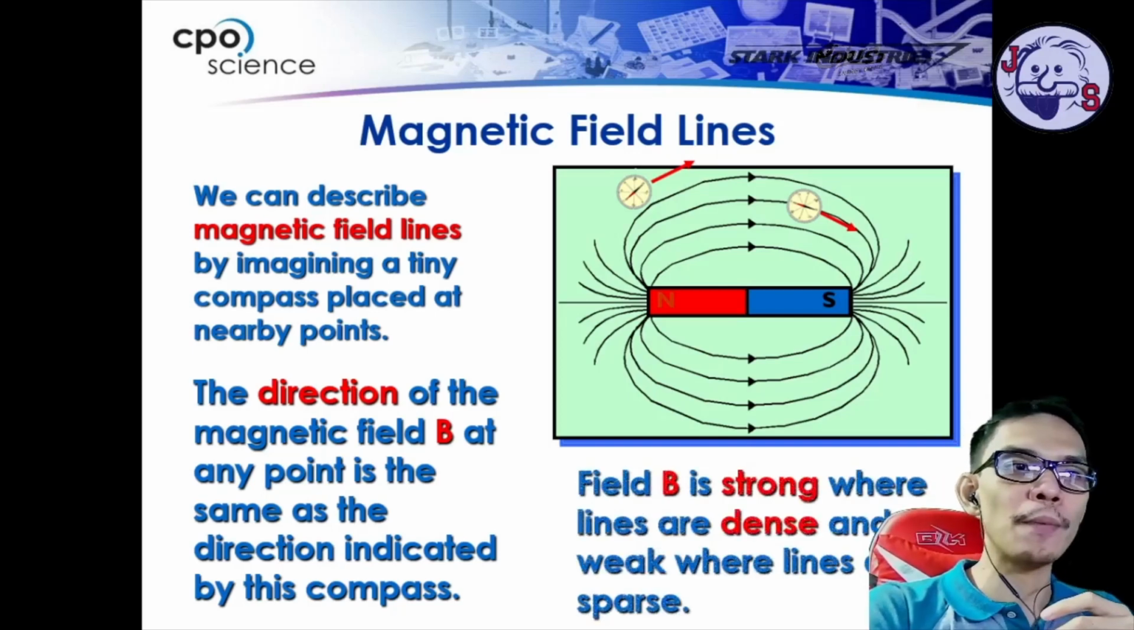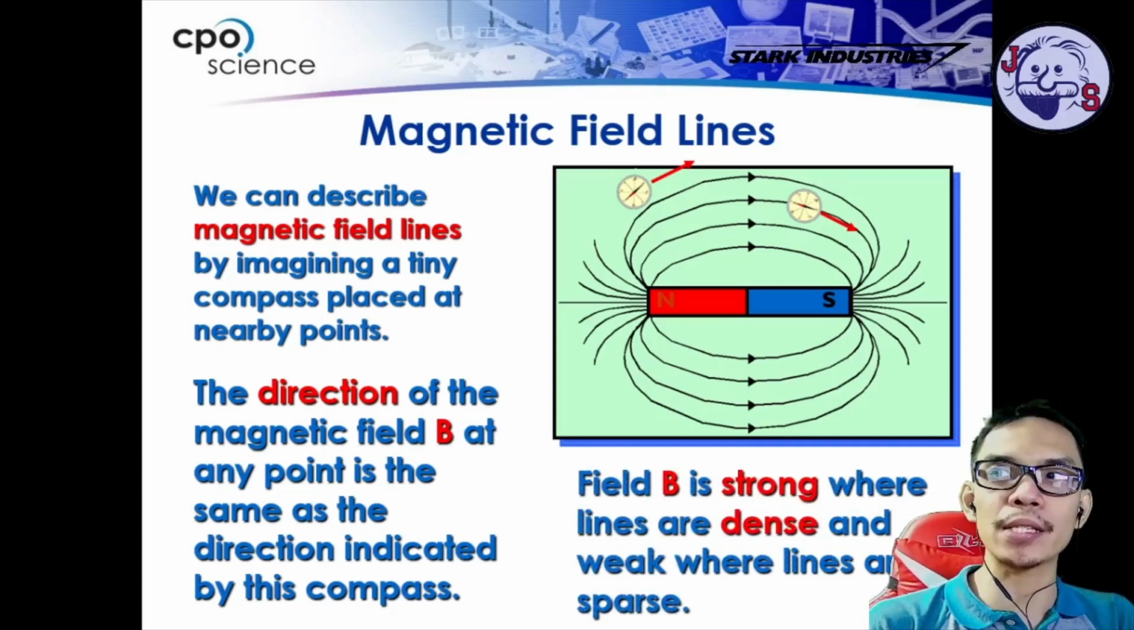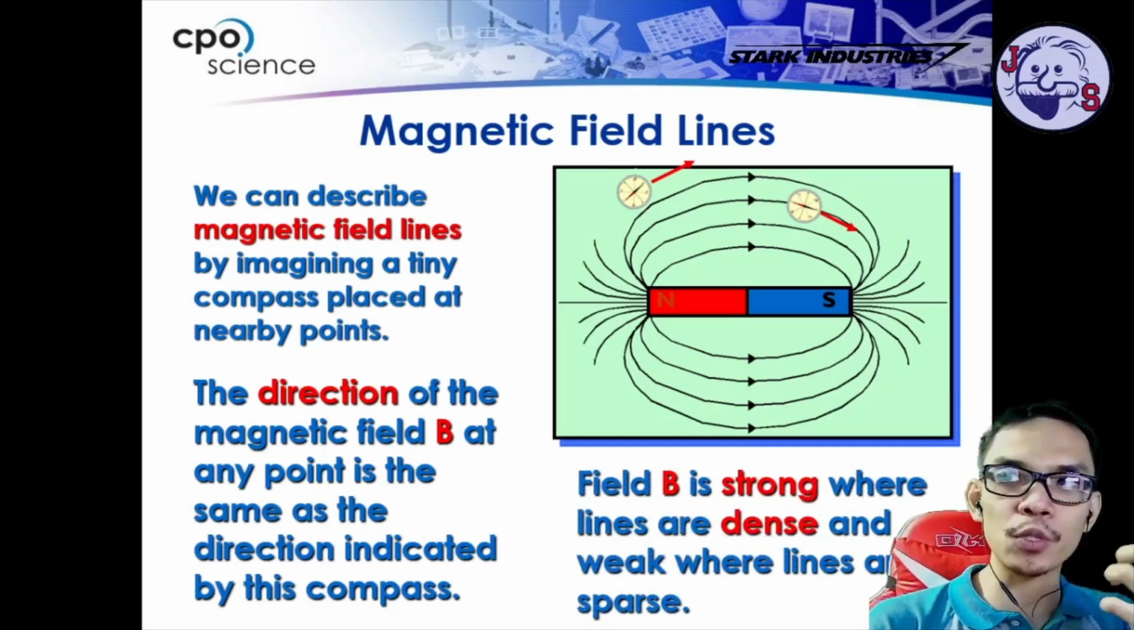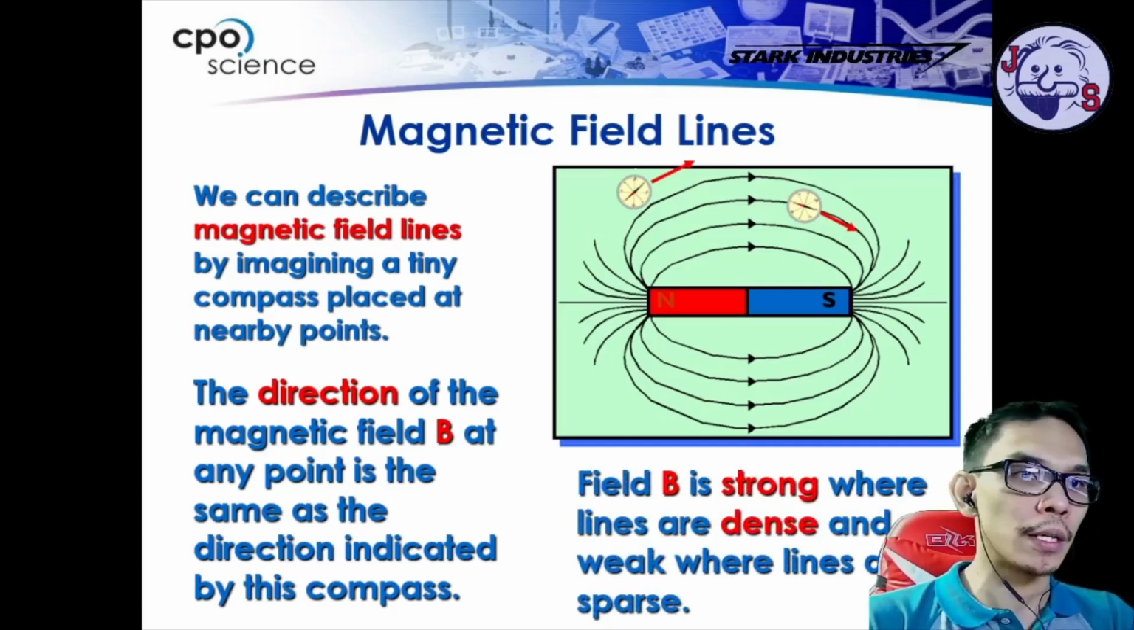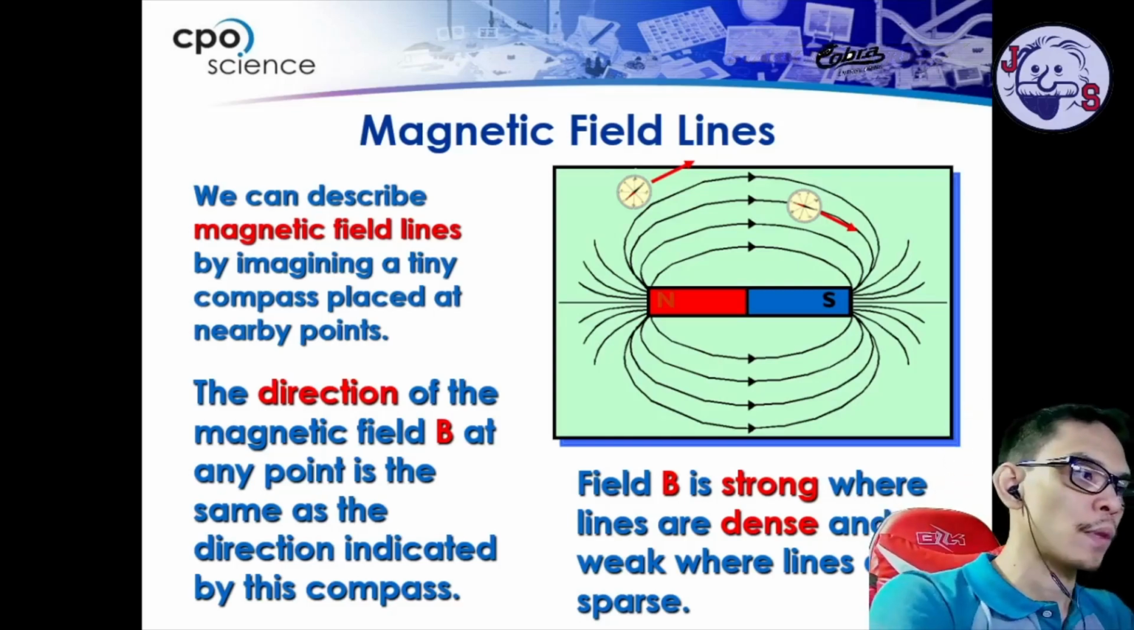The magnetic field is strong where the field lines are dense, and it is weak where the lines are sparse. Now, to better visualize this one, let's use this PhET simulation.